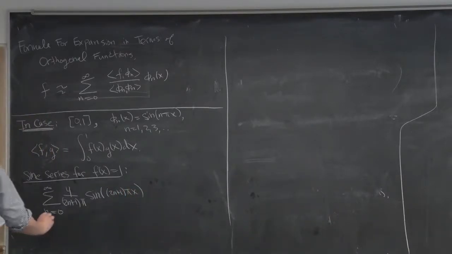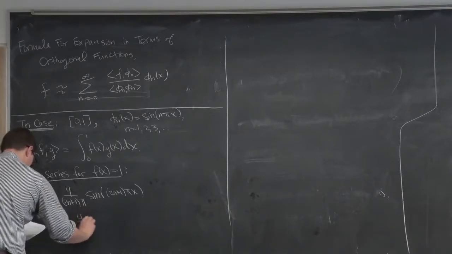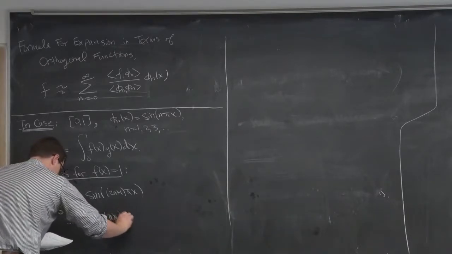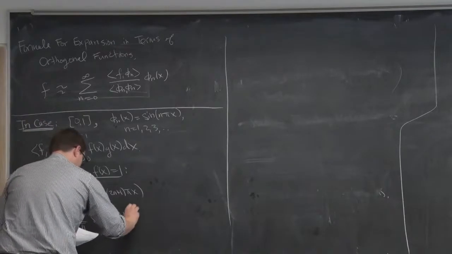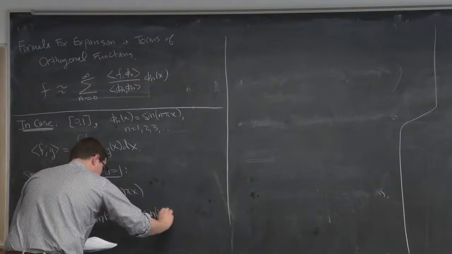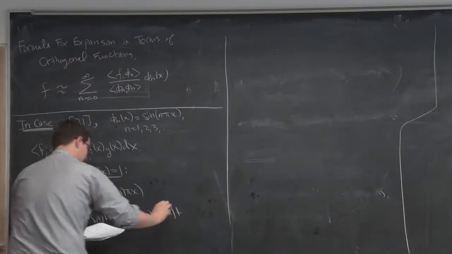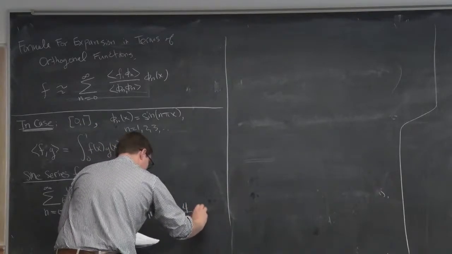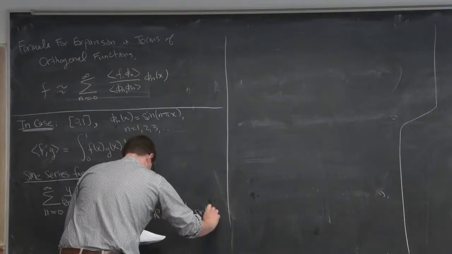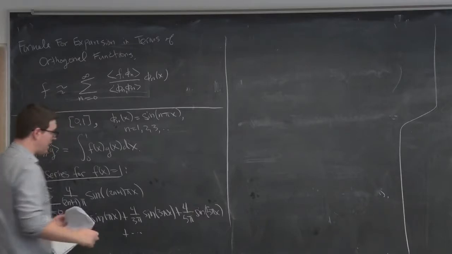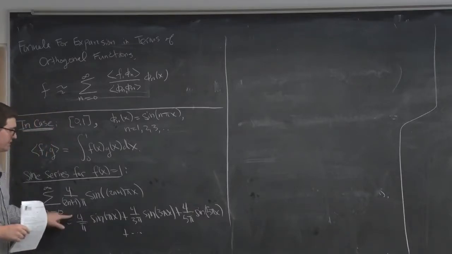Okay? And this thing looked like 4 over pi sine pi x plus 4 over 3 pi sine 3 pi x plus, let's say, 4 over 5 pi sine 5 pi x, something like this. Okay, so it was only the odd terms that showed up in the expansion for this thing.